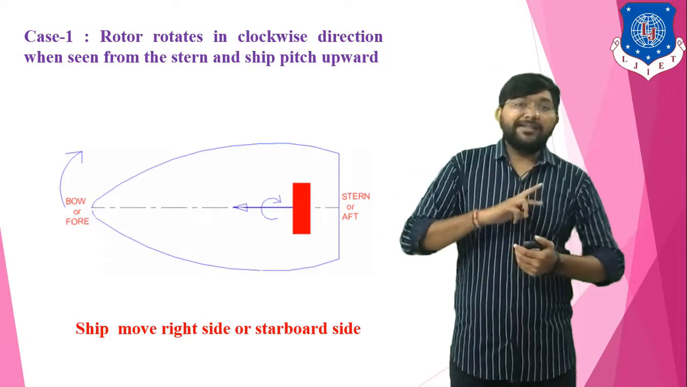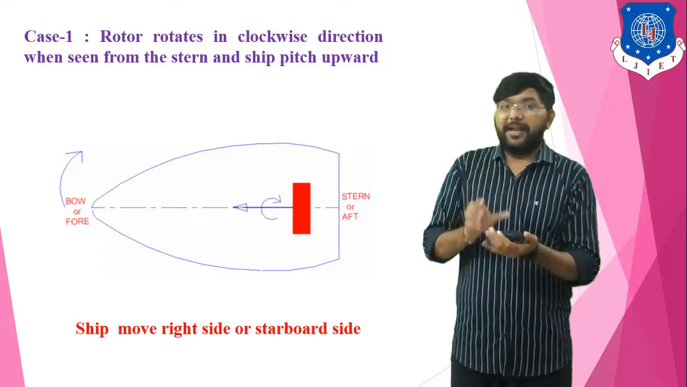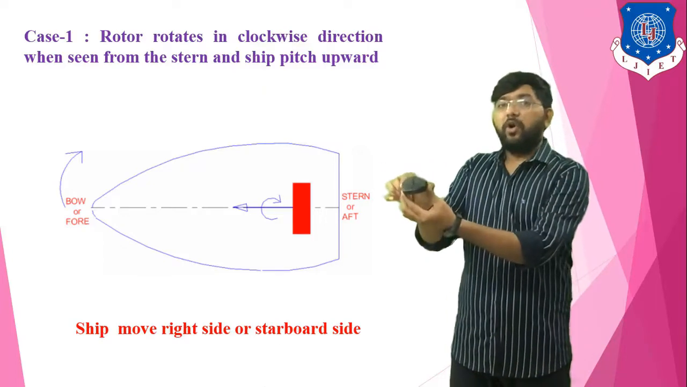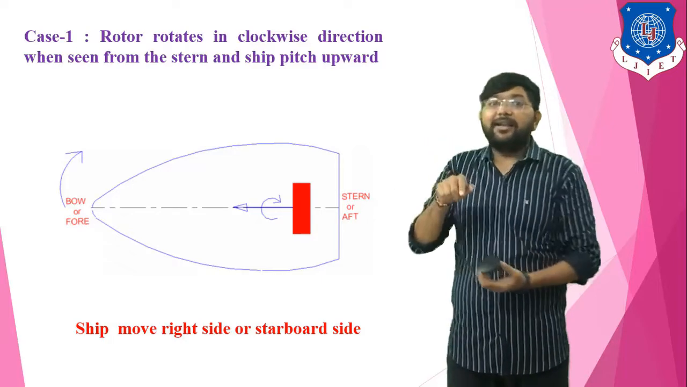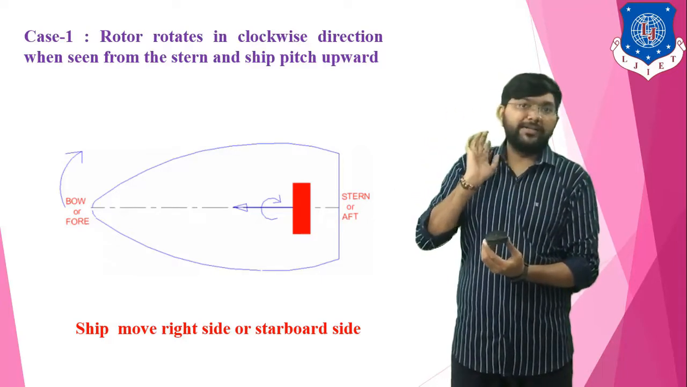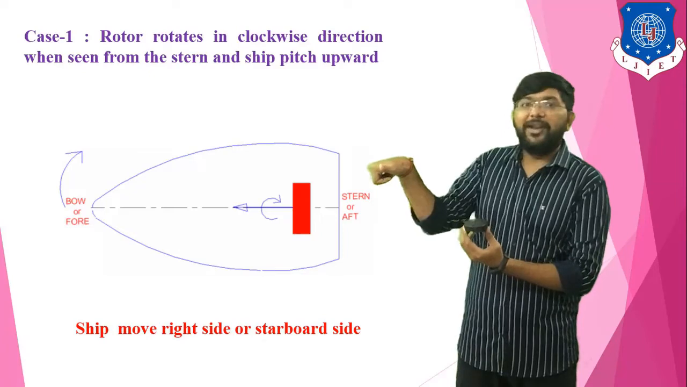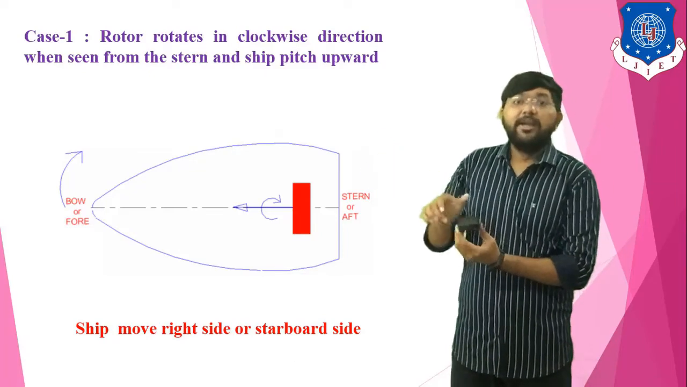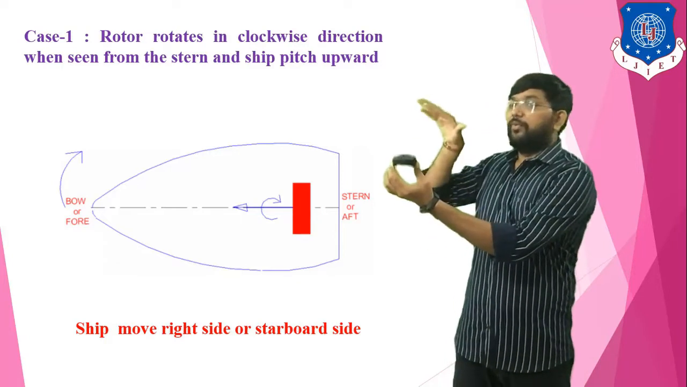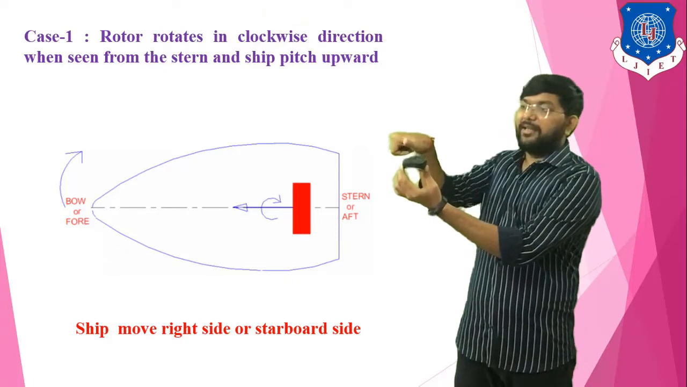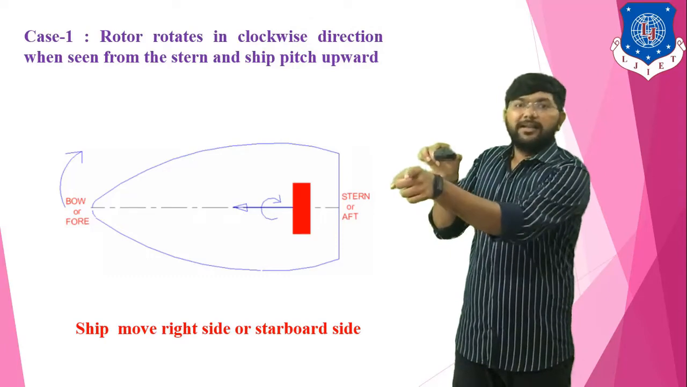So in case number one, the rotor rotates in clockwise direction when you view the ship from the rear side. Suppose this is a ship, you observe it from the rear side, and the direction of the rotor is clockwise. Put your fingers in the direction of rotation, and the thumb indicates the direction of angular momentum. So in the first case the direction of angular momentum is in the straight direction.